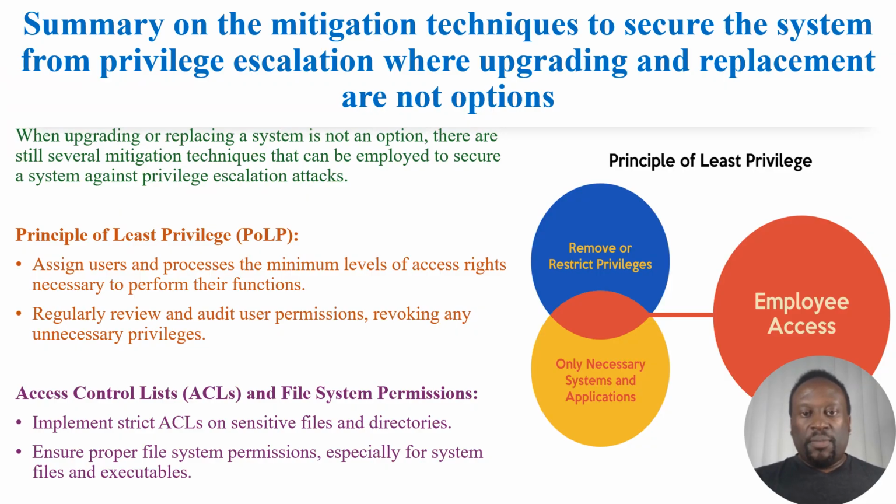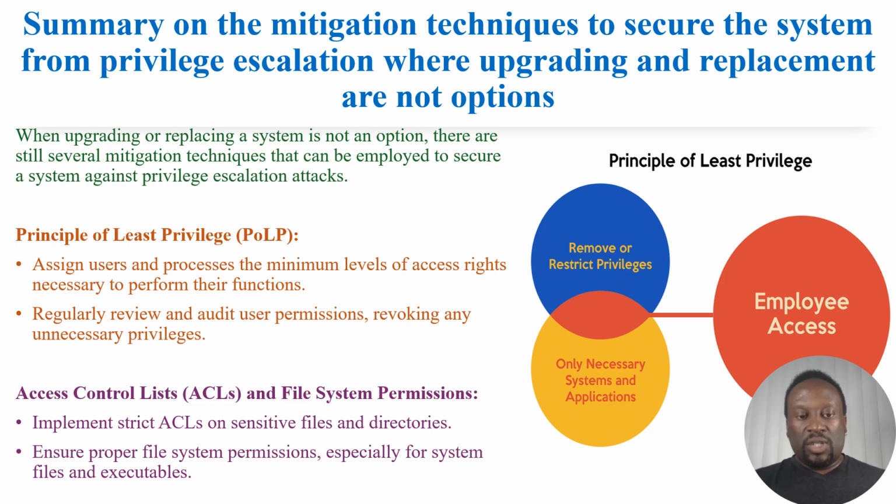Provided here is a summary on the mitigation techniques to secure the system from privilege escalation, where upgrading and replacement are not options. When upgrading or replacing a system is not an option, there are several mitigation techniques that can be employed to secure a system against privilege escalation attacks. The principle of least privilege, where you assign users the minimum levels of access rights and you review and audit user permissions regularly.